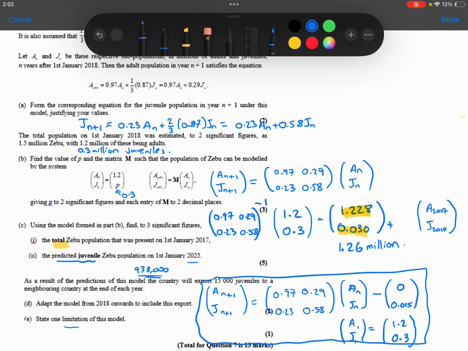We could say that the birth rates and the death rates are going to fluctuate. They're going to change each year. They're not going to be stuck at the 97% and the 23%. We could also say that exporting the 15,000 juveniles each year is going to have an impact on birth rates and survival rates probably as well. So there's a few different things we could say that are limitations of this model.